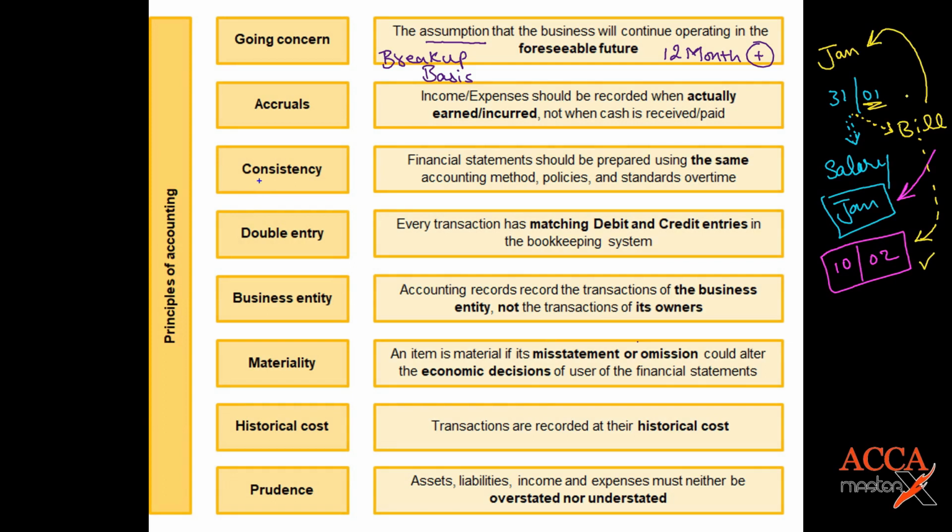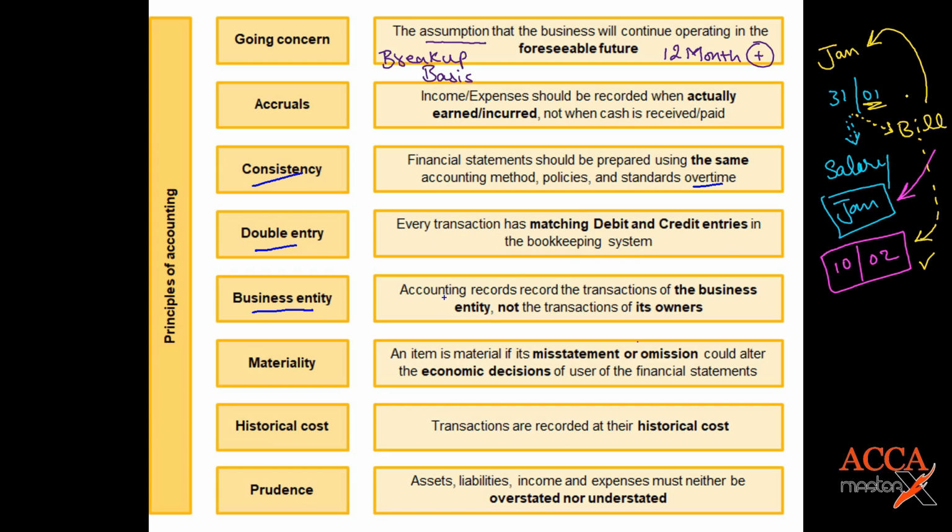Next, we have a concept related to consistency. Financial statements should be prepared using the same accounting methods, policies, and standards over time so that we can compare our previous year with our current year. Double entry: each transaction has a dual effect, and we have already talked about it in FA1. Every transaction has matching debit and credit entries in the bookkeeping system.